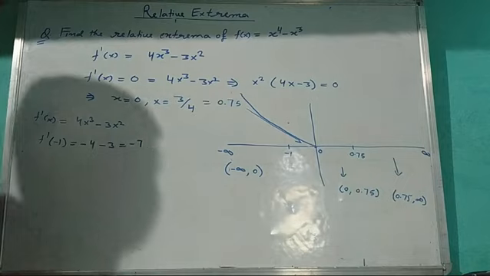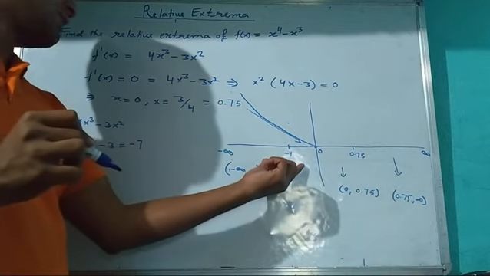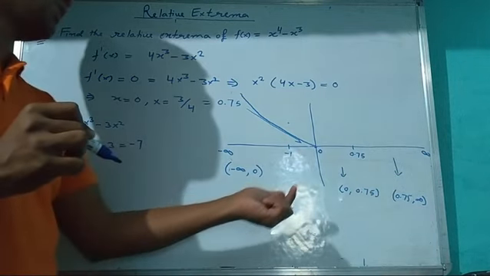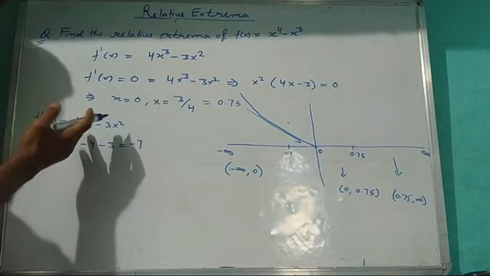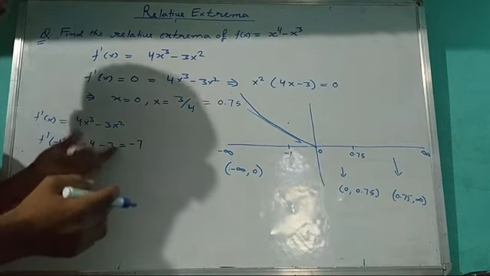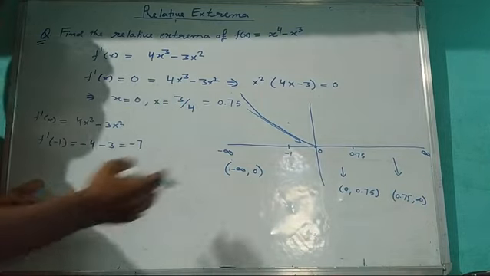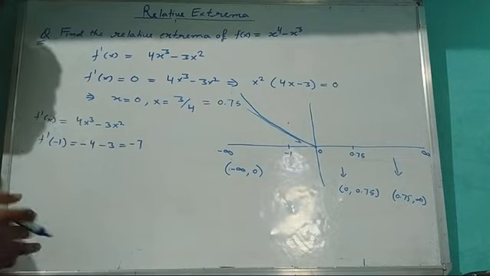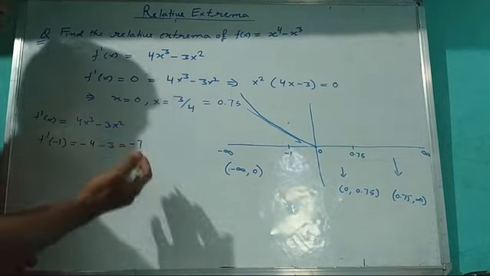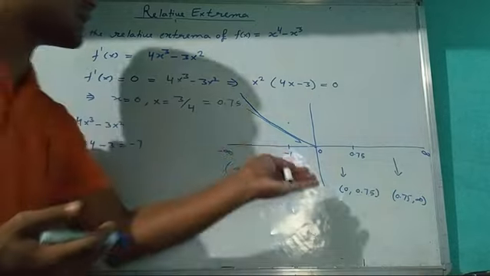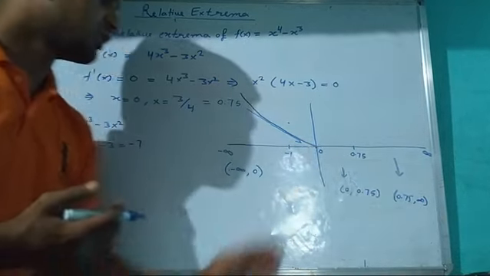Similarly, at minus 2 it is a negative slope. For every negative number between minus infinity and 0, the slope is negative. The function is decreasing between minus infinity and 0.